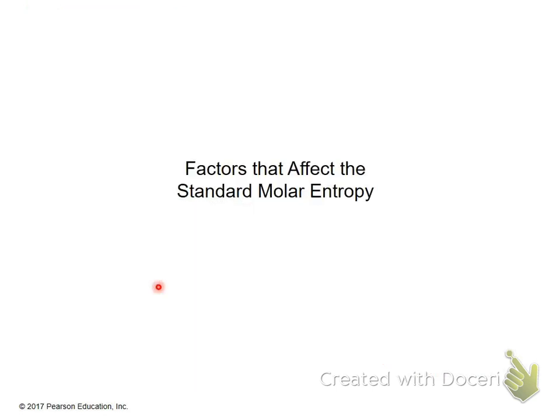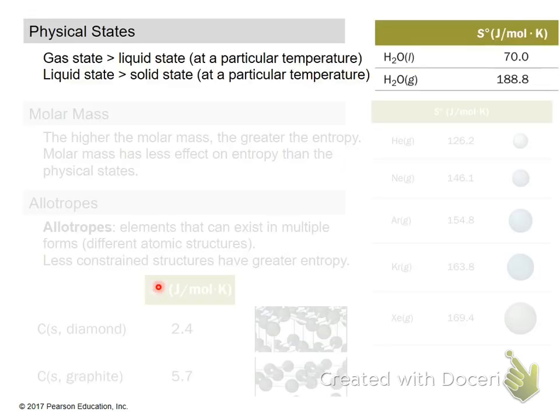Now let's look at these 5 factors in a little bit more detail, right? Factors that affect the values of the standard molar entropy. So we mentioned the physical states, from solid, liquid to gas. Solids typically have lower entropy than liquids, and liquids have lower entropy than gases. So it's the same idea for standard molar entropy. An example here is liquid water versus water vapor. You can see that water vapor has more than twice the value of liquid water.